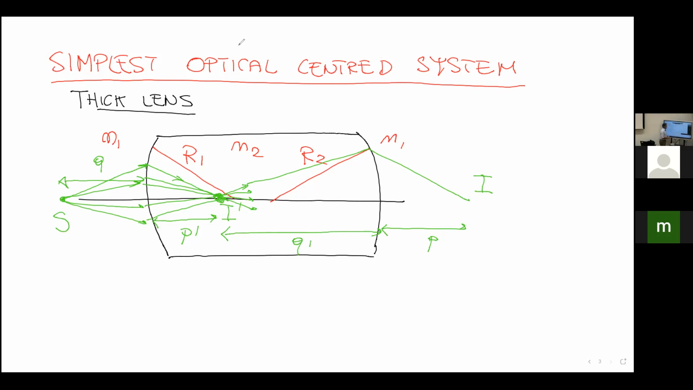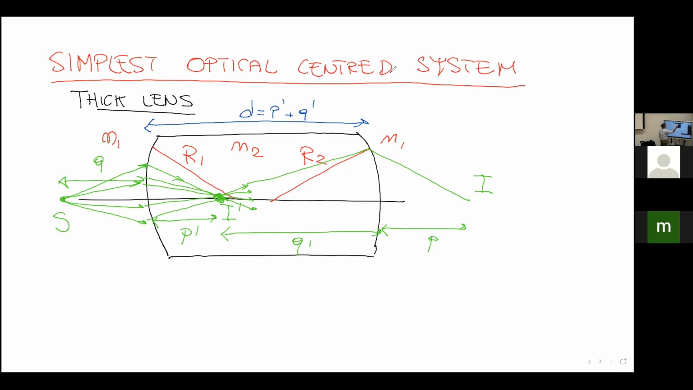You can relate the positions of Q prime and P prime. Now, if the thickness of this lens is D, then I know that this D is equal to P prime plus Q prime. Okay, because simply you see the design.